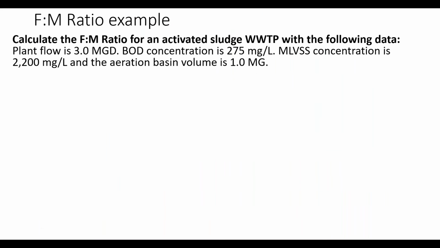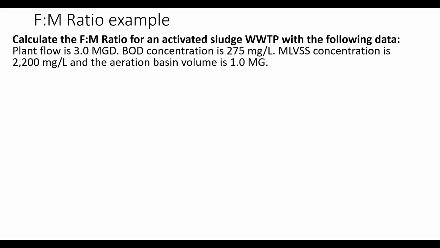And let's do a sample calculation here. We're going to calculate the F/M ratio for a wastewater treatment plant that has the following data. The plant flow is 3 million gallons per day, and the BOD concentration is 275 milligrams per liter. Remember how we got that? We did a 5-day BOD test, and that represented the oxygen demand of that waste.